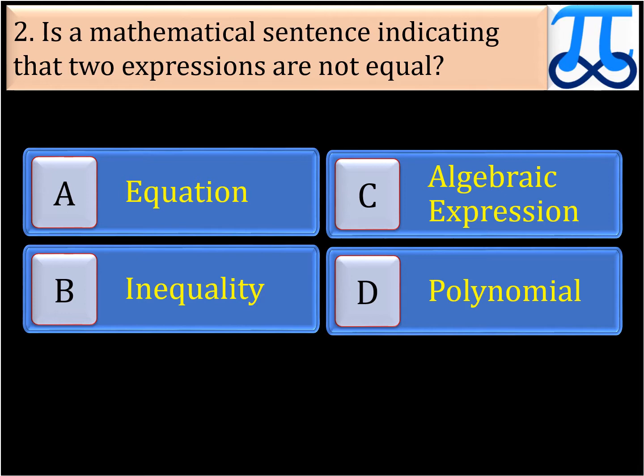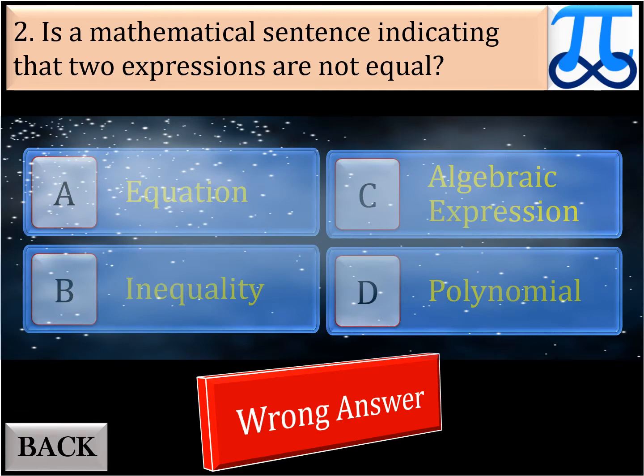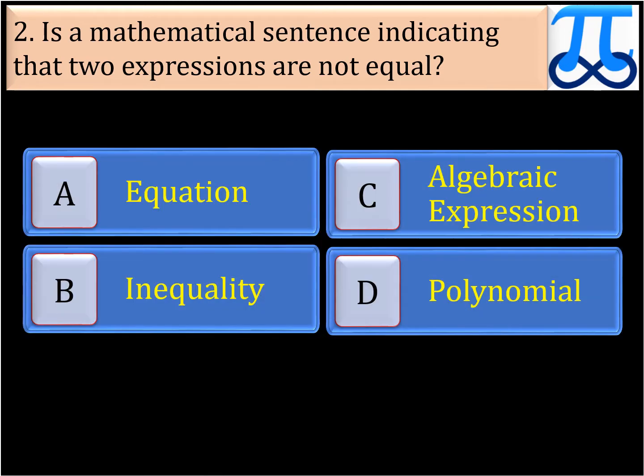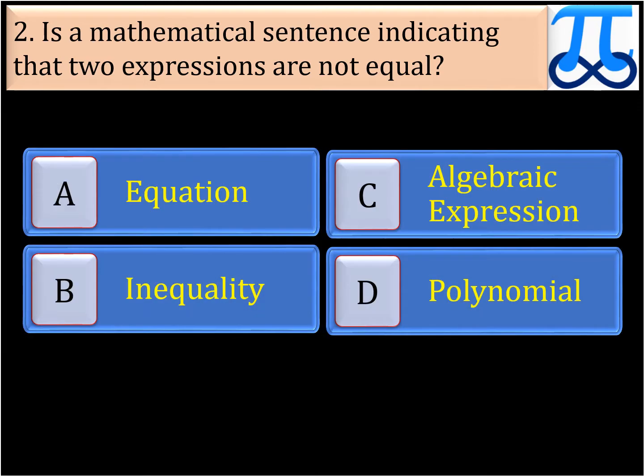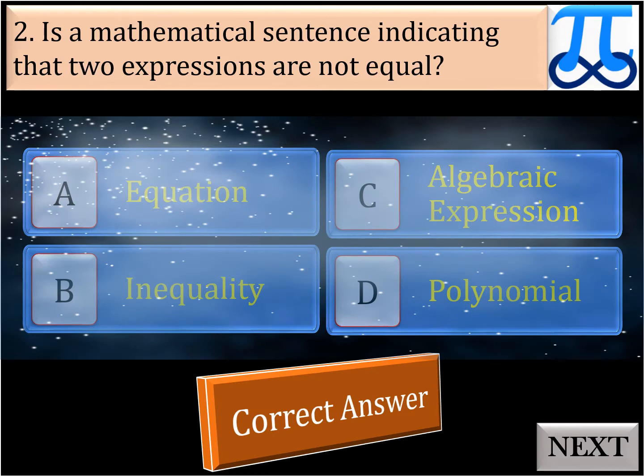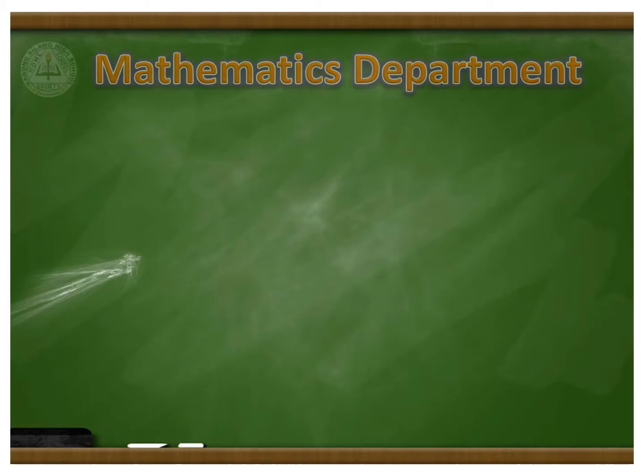Let's have another one. It is a mathematical sentence indicating that two expressions are not equal. Ready? Go! Okay, if your answer is A, sorry, it's a wrong answer. But if your answer is C, again, sorry, better luck next time. But if your answer is B, congratulations, you got it correctly.